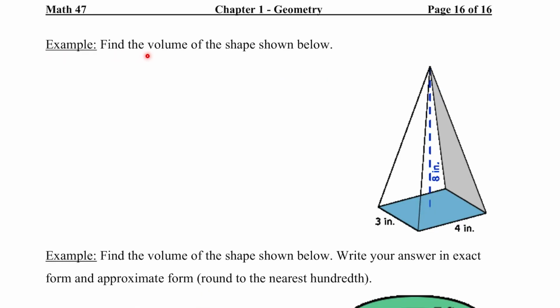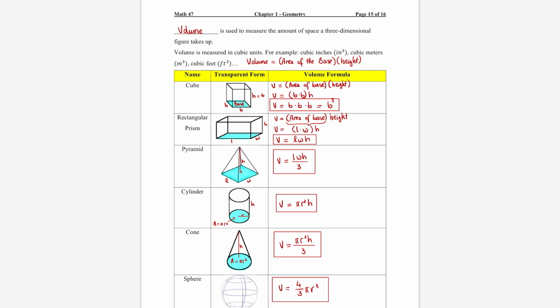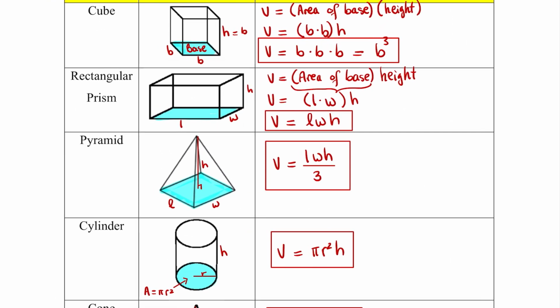Example, find the volume of the shape shown below. I have a pyramid with the rectangular base. My rectangular base has a length of 4 inches, width of 3 inches, and the height of my pyramid is 8 inches. Go back here. The formula for the volume of a pyramid is length times width times height divided by 3.